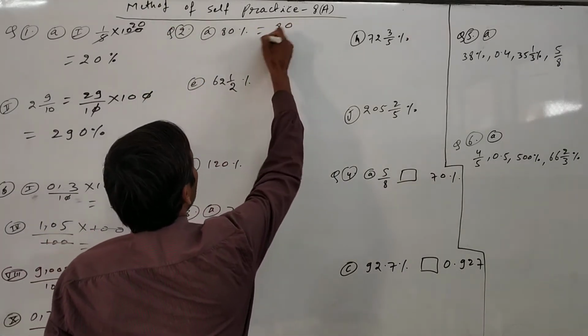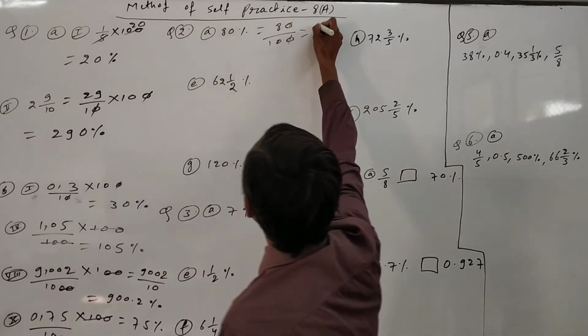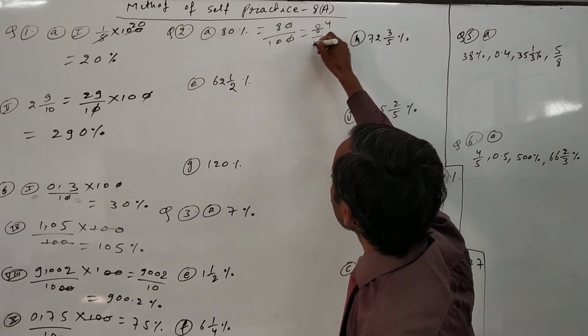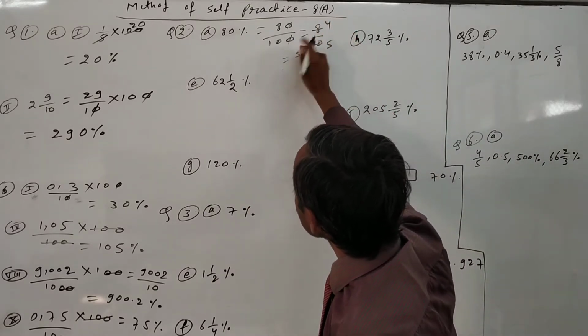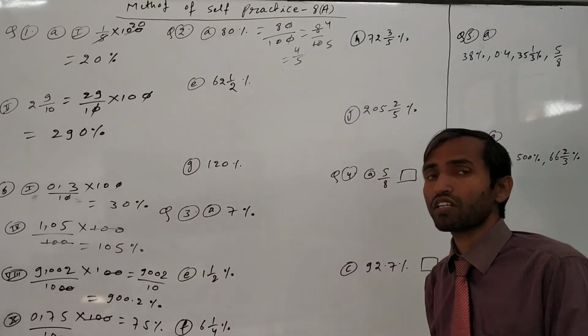Okay. So 80 upon 100, then it will come 0, after that 8 upon 10. Now cancel by 2 table. So 4 to the and 5 to the. So the final answer is 4 upon 5. This is the final answer. 4 upon 5. This is the simplest fraction.